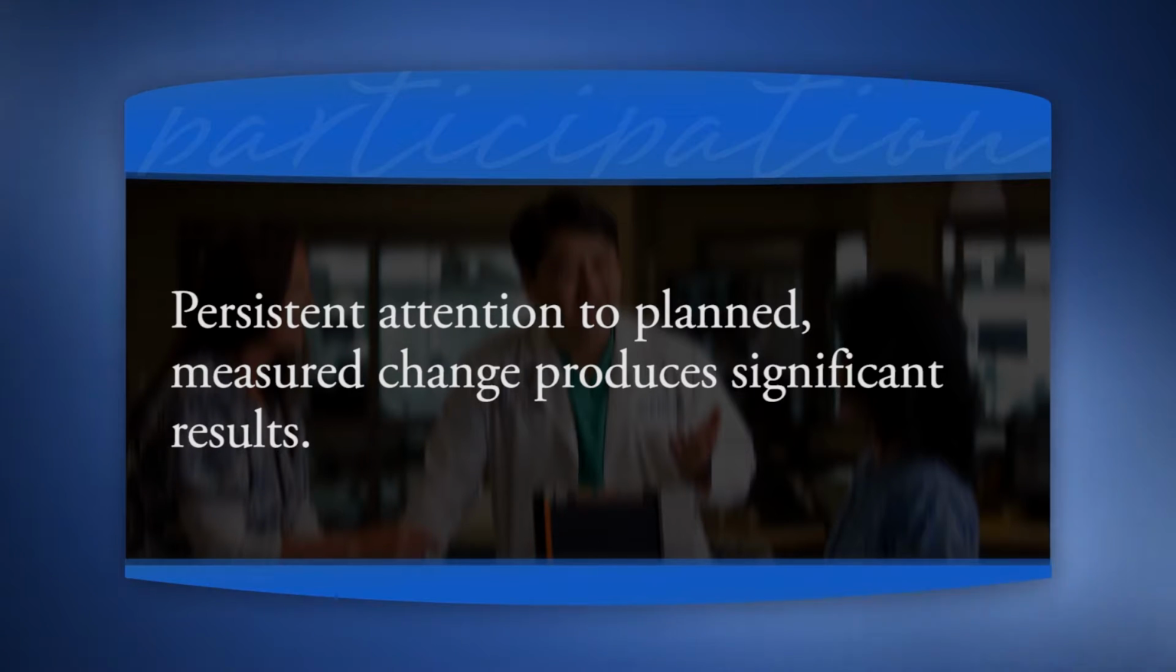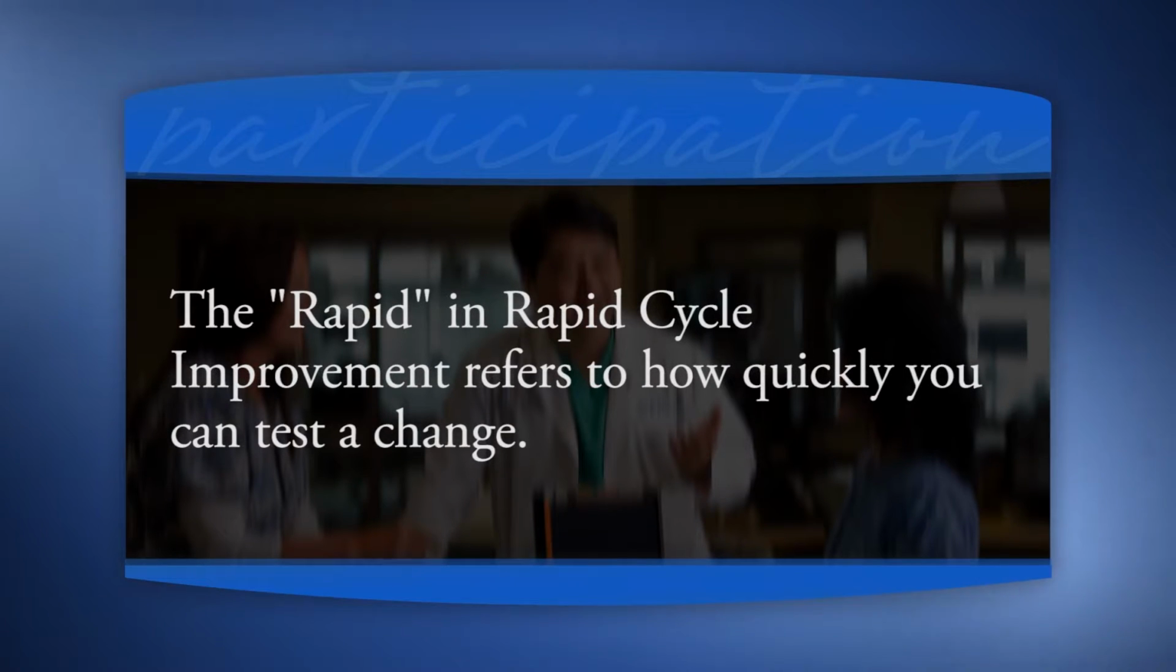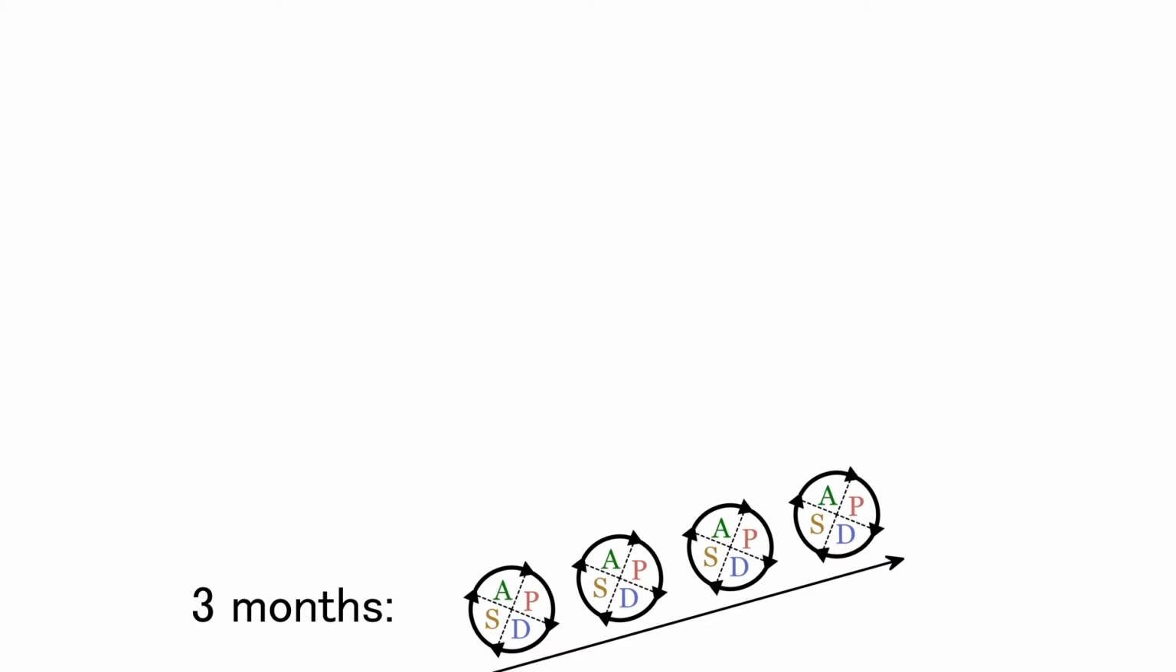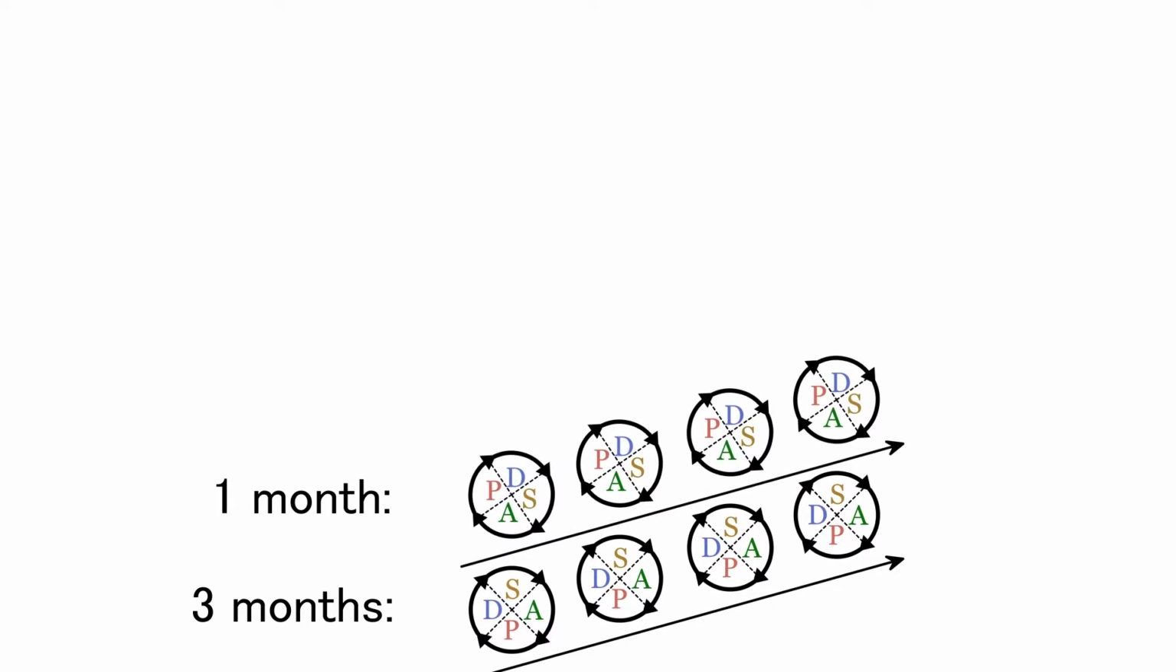We close with the last definition. The rapid in rapid cycle improvement refers to how quickly you can test a change. Later modules in the extended course series will address this topic directly. At this point, though, it takes the form of this question. If today you can test a change in 3 months, how could you change your work environment so that you could test a change in only 1 month?